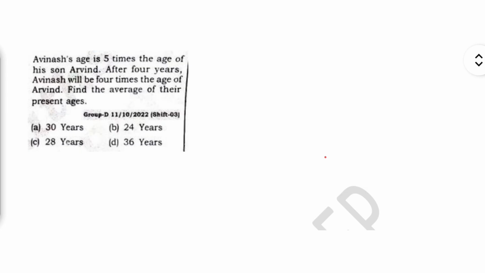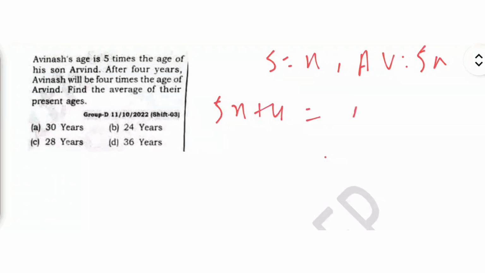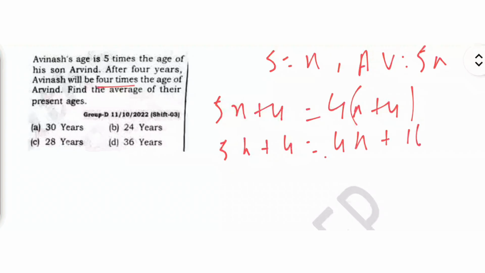Let's go. Avinash's age is 5 times the age of his son Arvind. After 4 years, Avinash will be 4 times the age of his son. Let the son's age be x. Therefore Avinash is 5x. After 4 years, Avinash becomes 5x plus 4 and his son becomes x plus 4. Avinash is 4 times his son's age. So 5x plus 4 equals 4x plus 16. 5x minus 4x is how much? x equals 12.